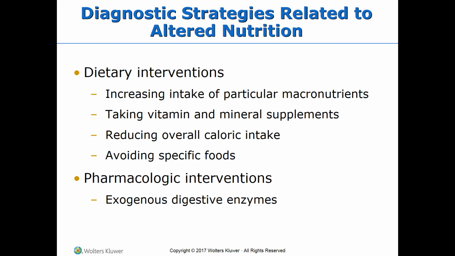If the person has an allergy, you will avoid this specific food. And you can also give exogenous enzymes when the person is lacking an enzyme, like in the case of pancreatitis, or in the case of the person who doesn't have lactase, the enzyme that breaks down lactose, you can give exogenous lactase.